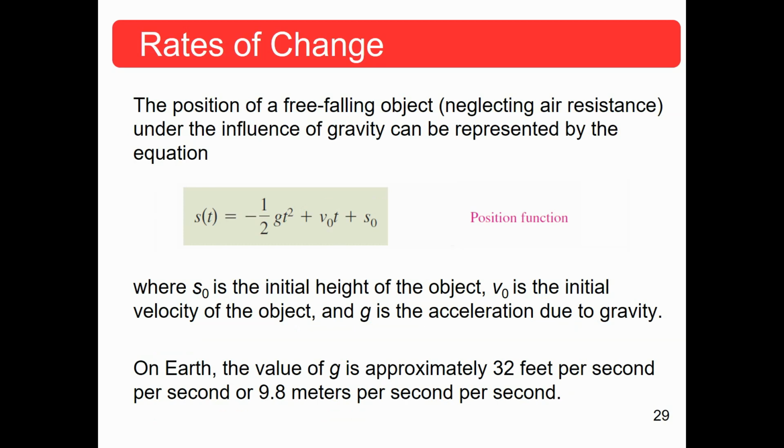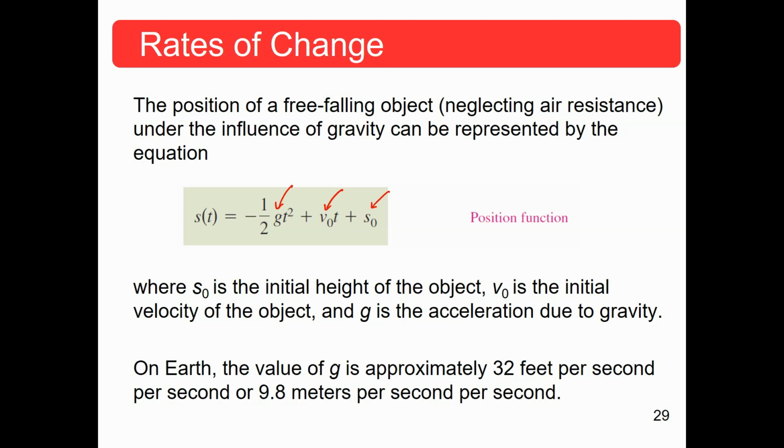Now, the position of a free-falling object, if we neglect air resistance, so we're talking about falling in a vacuum, under the influence of some gravity, can be represented by the equation -1/2 gt squared plus v naught t plus s naught. Now, in this case, g is the acceleration due to gravity. V naught is the initial velocity of the object, and s naught is the initial position of the object.